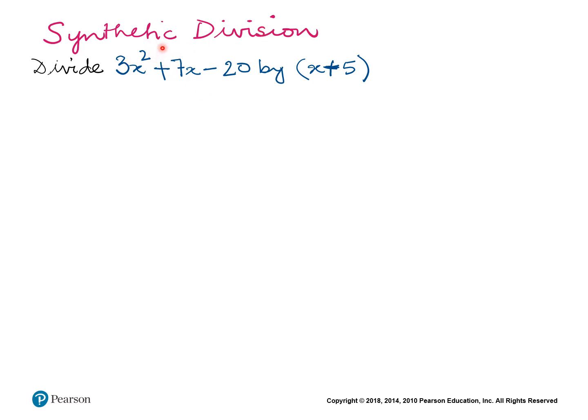Now, the first thing that we have to know about synthetic division is how to set it up. We had a way of setting up the long division problem. In synthetic division, we first have to set it up, and then we can start performing the division. Now let's read the question given to us. It says divide 3x squared plus 7x minus 20 by x plus 5. So 3x squared plus 7x minus 20 is the dividend, and x plus 5 is our divisor.